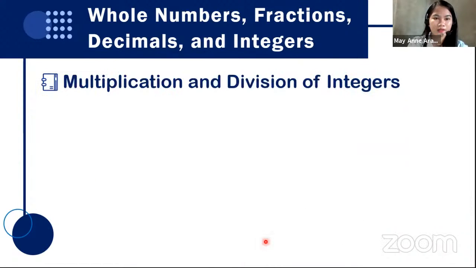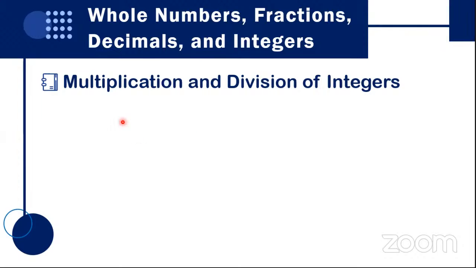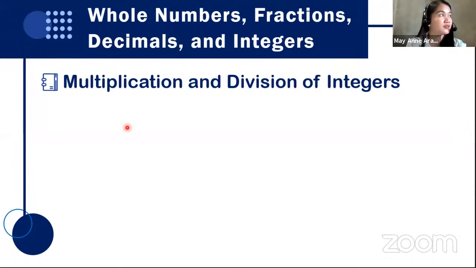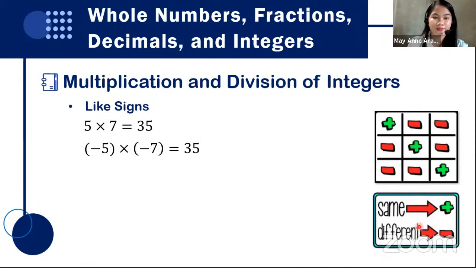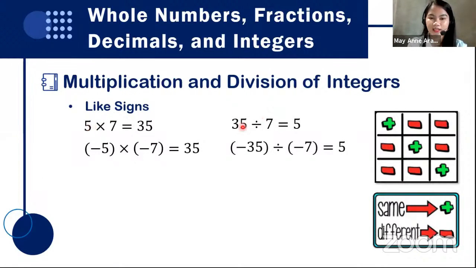Okay, next. Multiplication and division of integers is much easier compared to addition and subtraction. For multiplication, if the given numbers have the same sign, the product or the quotient is positive. Different signs, negative. So for like signs, we have both positive: 5 times 7. Both positive, so we have positive 35. And negative 5 times negative 7. Same sign again, so the answer is 35. Like signs, positive. And for unlike, the same rule applies to division.